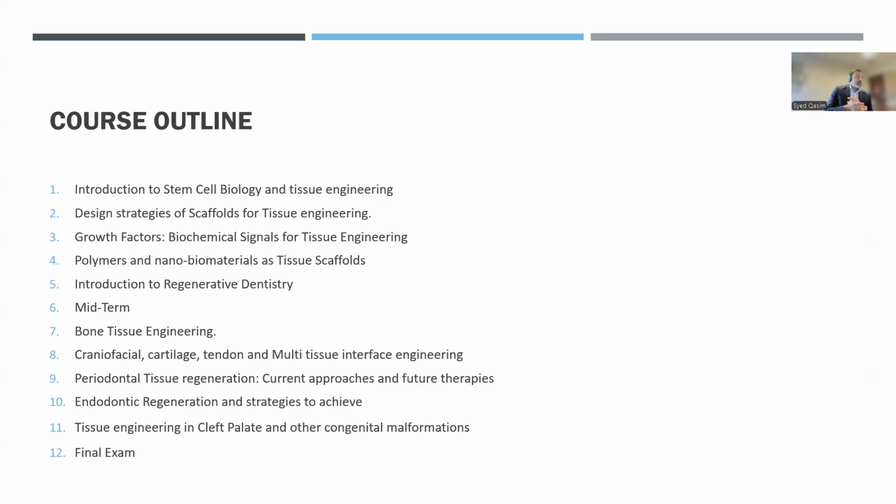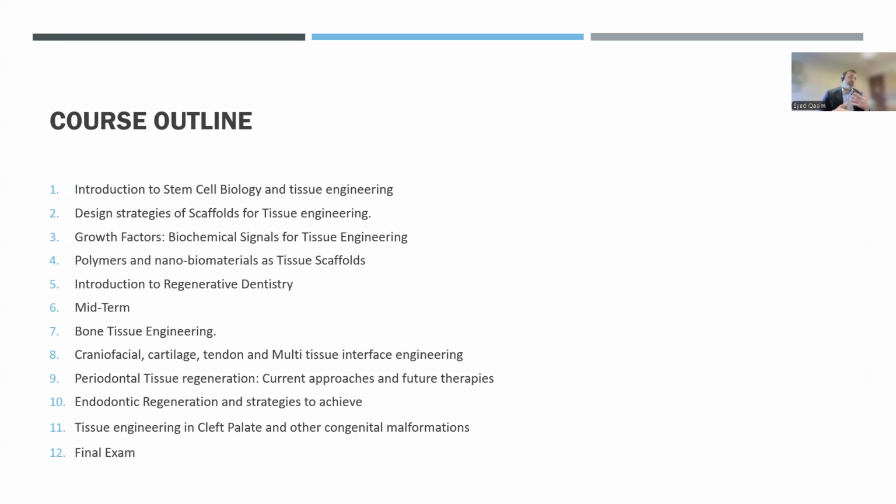After that is your midterm, and just before that, this introduction to regenerative dentistry. After the midterm, we will have a lecture on bone tissue engineering. We'll target what kind of strategies you need to tissue engineer bone specifically: cancellous bone, cortical bone, how much porosity is needed, how many cells you need, and what kind of cells we need to have. Then craniofacial, cartilage, tendon, and multi-tissue engineering interfaces. So articular cartilage, articular eminence, and in your temporomandibular joints there's a fibrocartilage, which is the most used joint in your body, the TMJ.